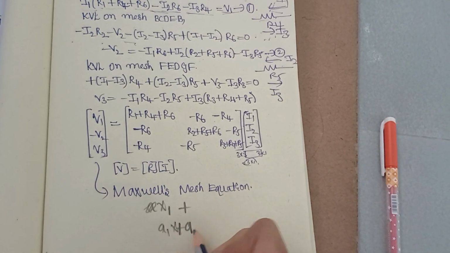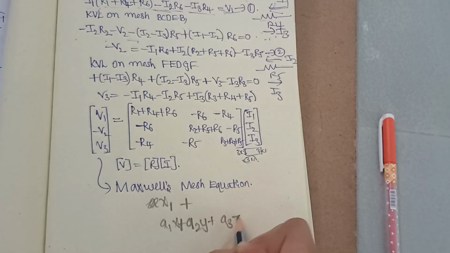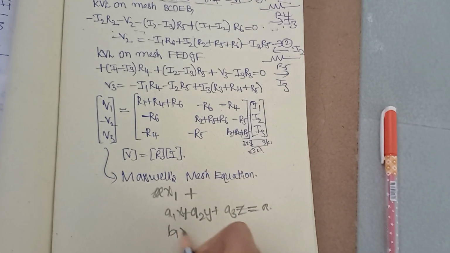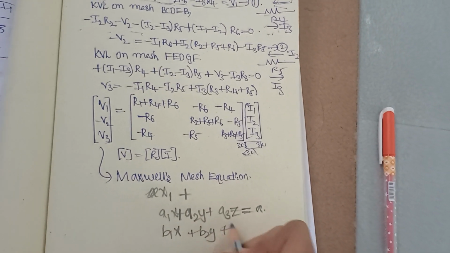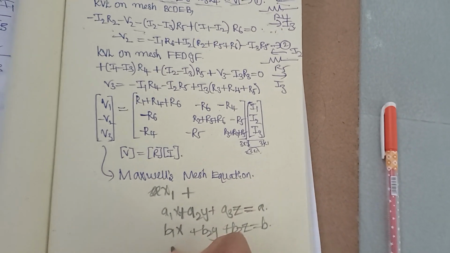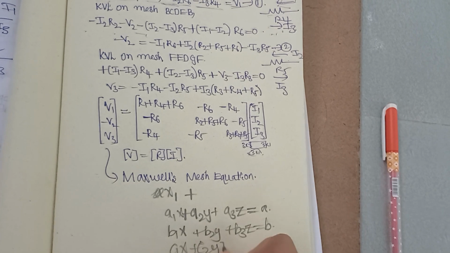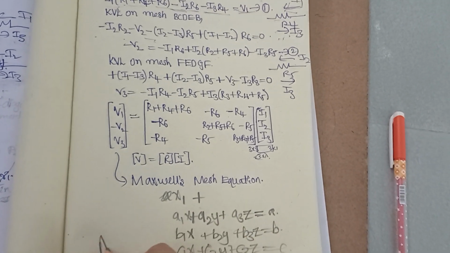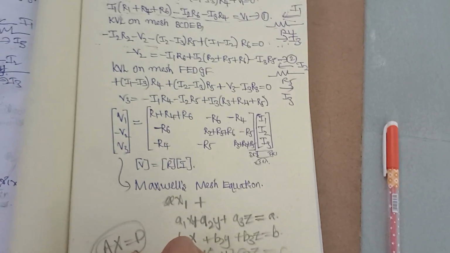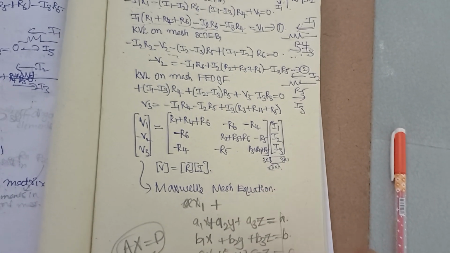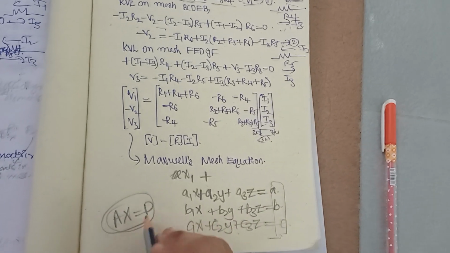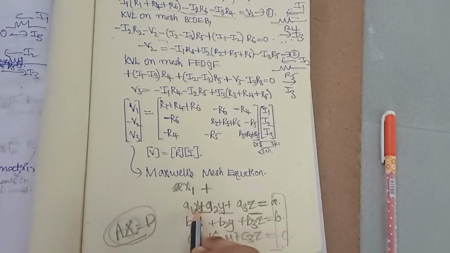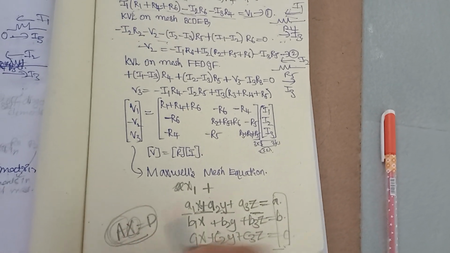a1x plus a2y plus a3z, which is equal to some constant, let us suppose it to be a, and b1x plus b2y plus b3z, which is equal to b, and c1x plus c2y plus c3z, which is equal to c. When you have it in this way, we will write AX is equal to D, that is in matrix form, right? We'll write these constants as D, and these unknown values x, y, z represent your capital X, and the coefficients of x, y, z represent the A matrix.